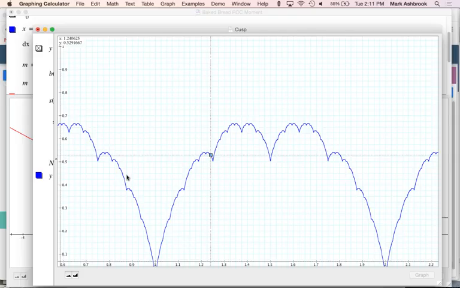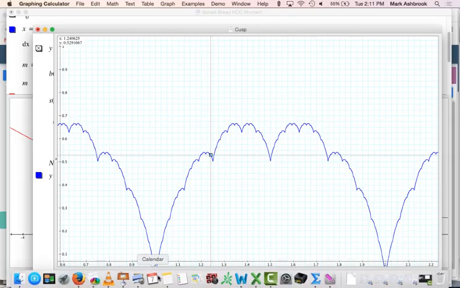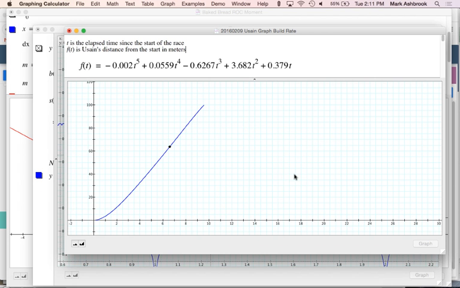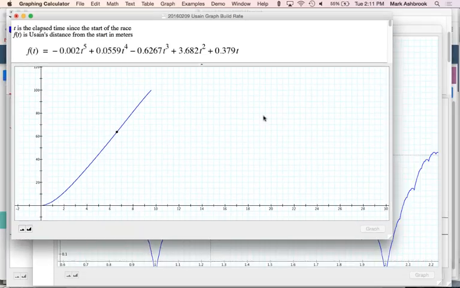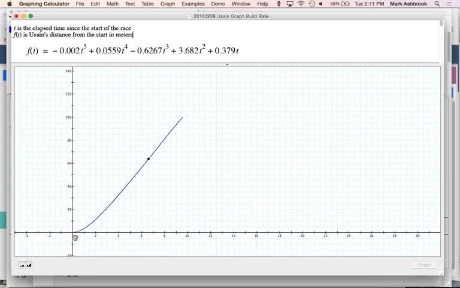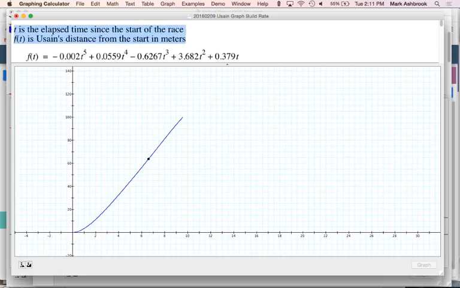So let's see, we were talking about last time, we were working on Usain Bolt. And here is, this is a graph of his time elapsed since the start of the race. And the y value, the dependent variable, is his distance from the start. So this is a model of that.